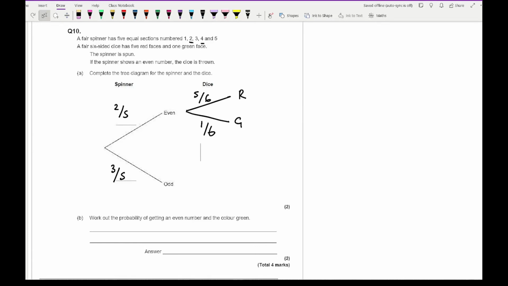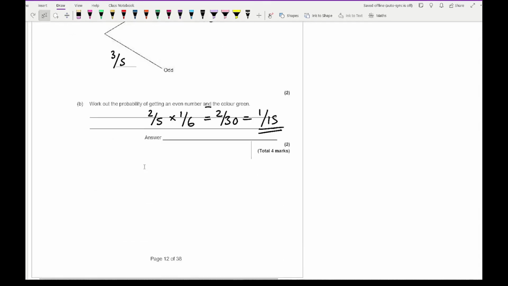Part B then says work out the probability of getting an even number and the colour green on the die. So it's the probability of getting an even number, which is 2 out of 5, multiplied, because that's what 'and' means, by green, which is 1 out of 6. So that's 2 out of 30, which is 1 over 15. And there is the final answer.